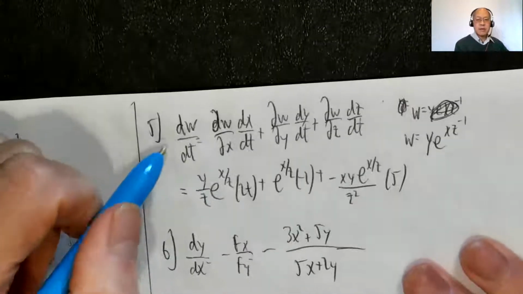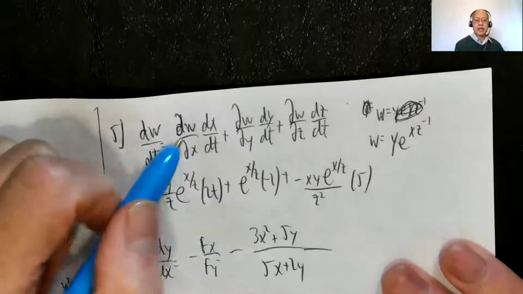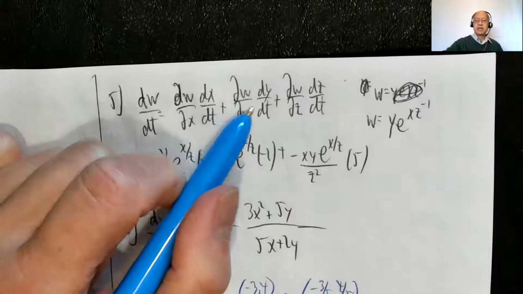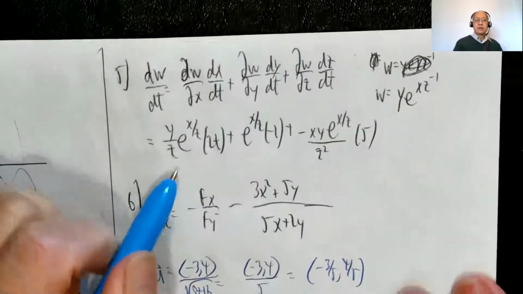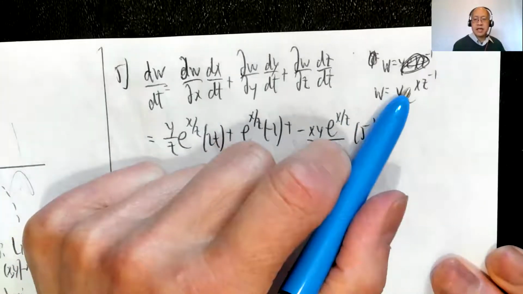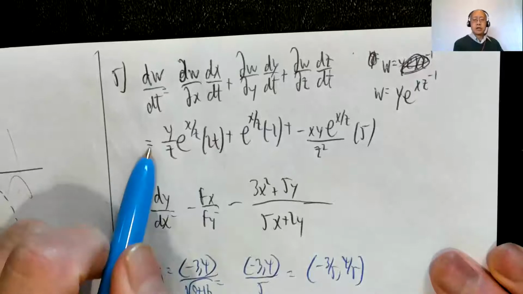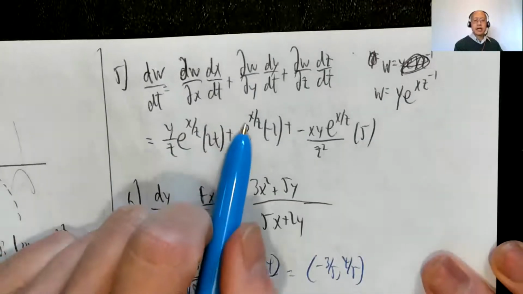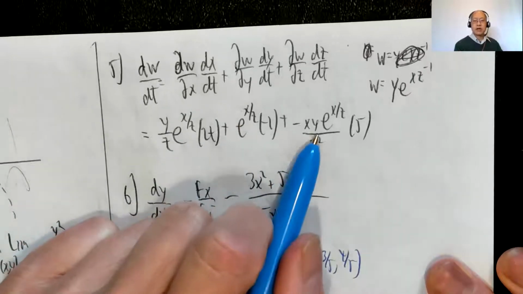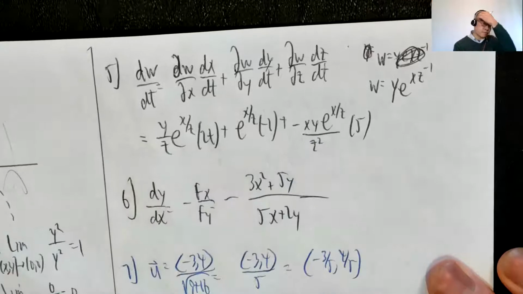Number five, dw/dt is the partial of w with respect to x times dx/dt, plus the partial of w with respect to y times dy/dt, plus the partial of w with respect to z times dz/dt. And by the way, w is equal to y e to the x z to the negative 1, if that helps you. So y over z e to the x over z times 2t, plus e to the x over z times negative 1, plus negative xy over z squared e to the x over z times 5.